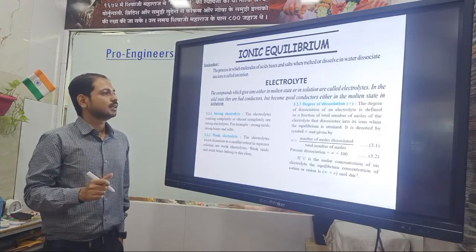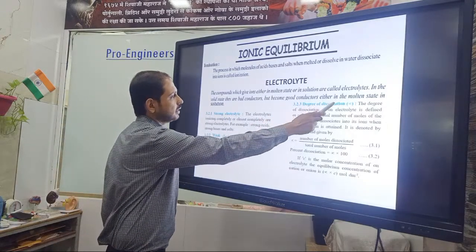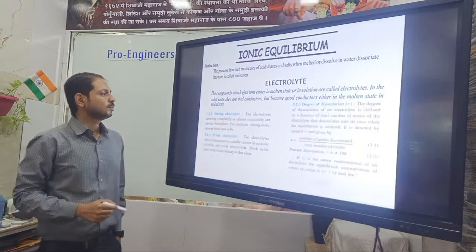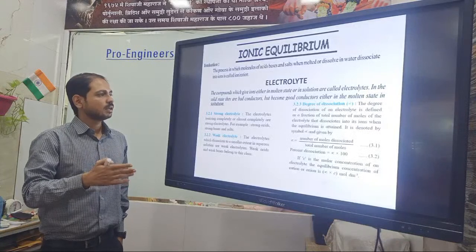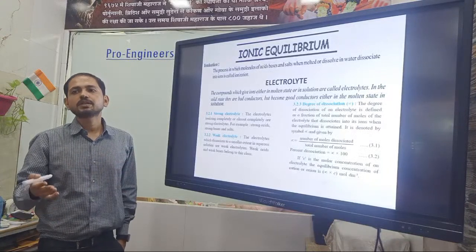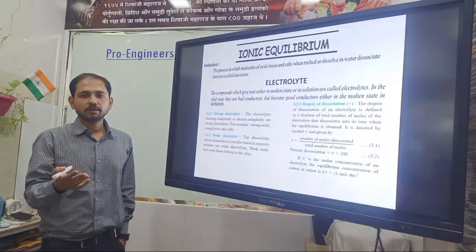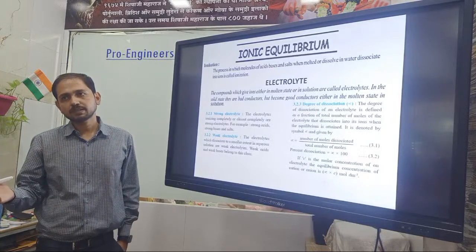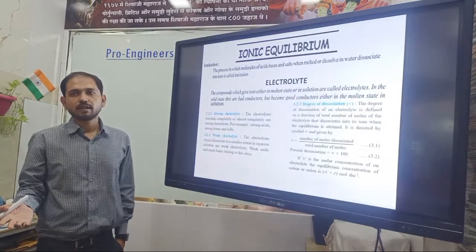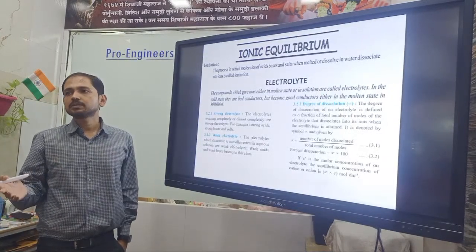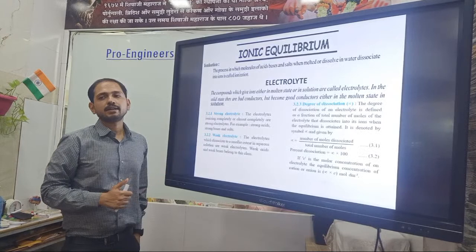That depends on the degree of dissociation. That is the new term we are learning here, the degree of dissociation, right? Degree of dissociation means how much the compound gets dissociated when we dissolve it in the solution. Suppose we dissolve any acid or base, it may dissociate 100%, it may dissociate 50%, it may dissociate 20%, it may not dissociate, right? Depending on the degree of dissociation, we categorize the electrolyte as a strong electrolyte or weak electrolyte.